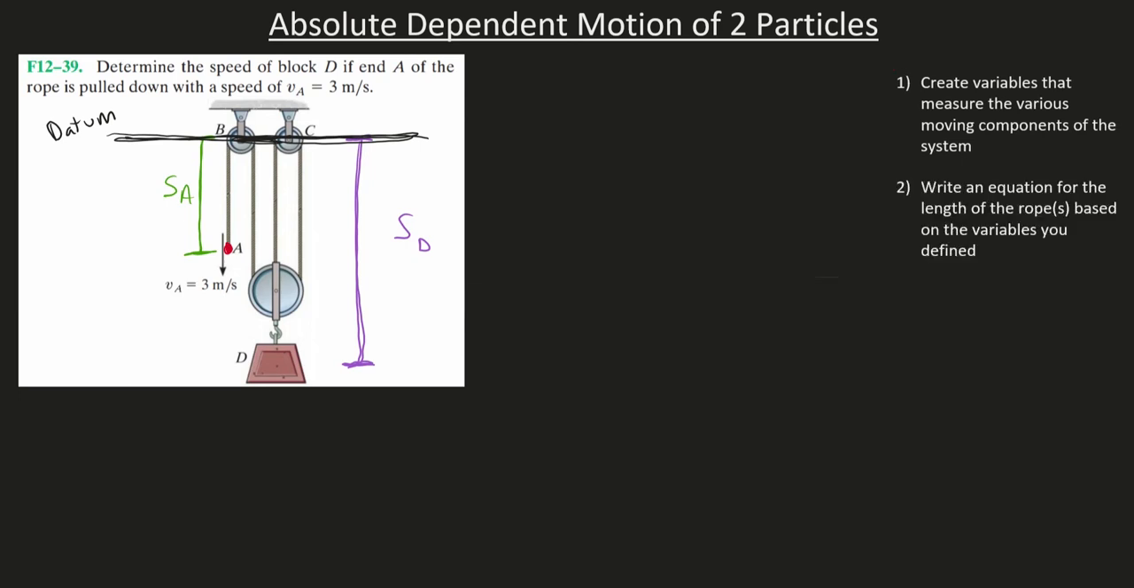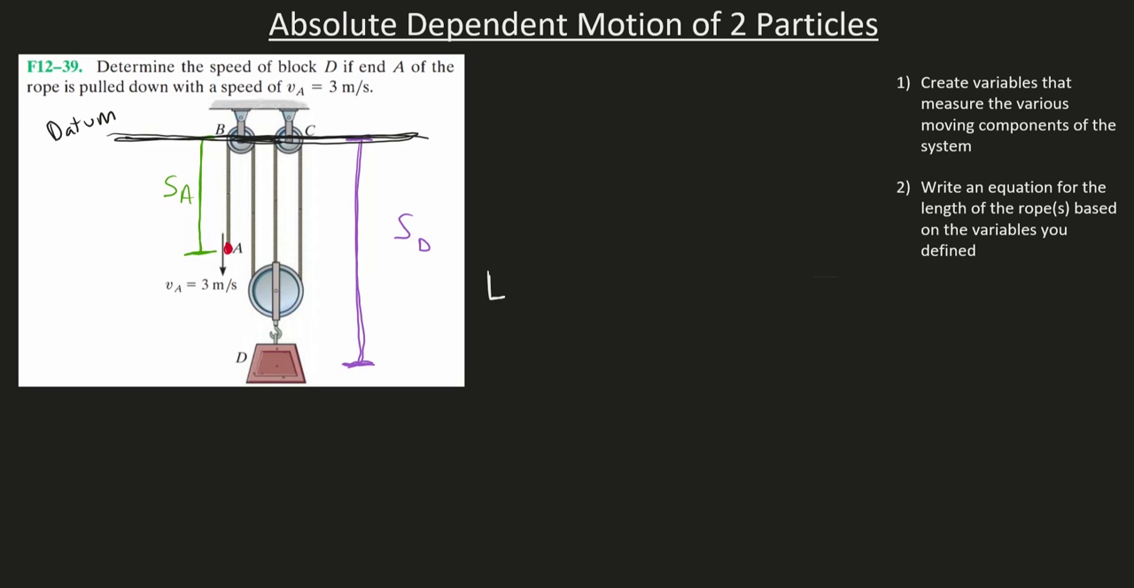So my step 2, write an equation for the length of the ropes. In this case, there's only really one rope here, but in other problems there could be more. So write an equation for the length of the rope based on the variables you defined. So, again, we have really one single rope here that we're using in this pulley system. This rope has some length L. Let's write an equation for its length.